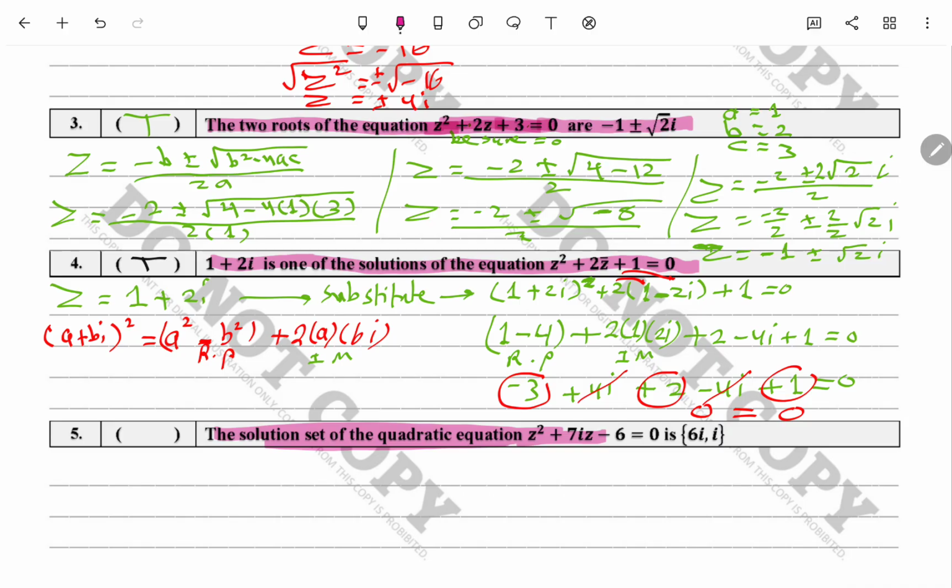Now we can go to question 5. The solution set of the quadratic equation z squared plus 7iz plus 6 equal to 0 is 6i and i. To solve it, you need to use the quadratic formula, but be sure that your equation is equal to 0 always before you use the quadratic formula. How much is a in the equation? It's 1, and b is 7i, and c is negative 6, and be sure about negatives and i.